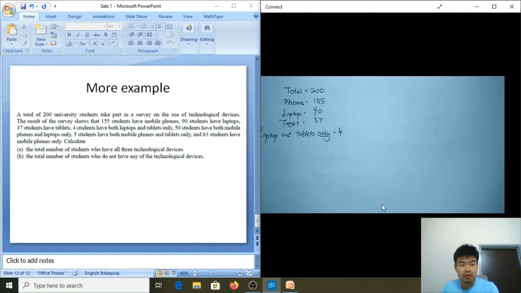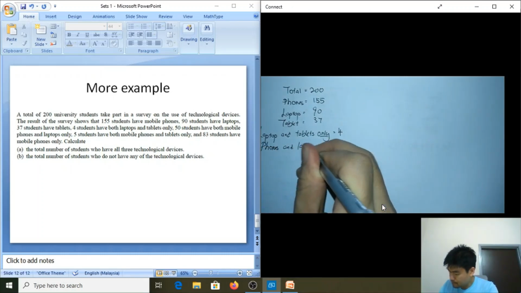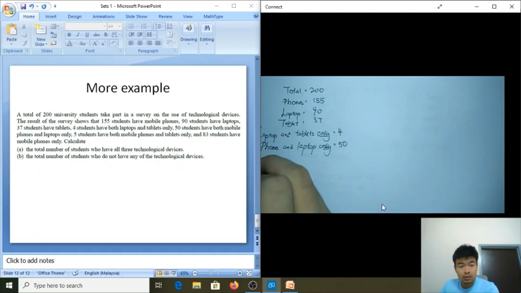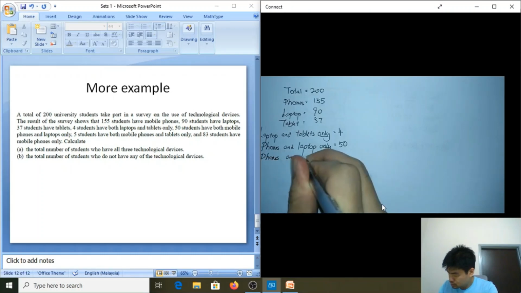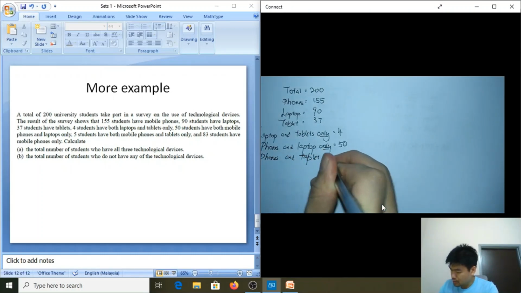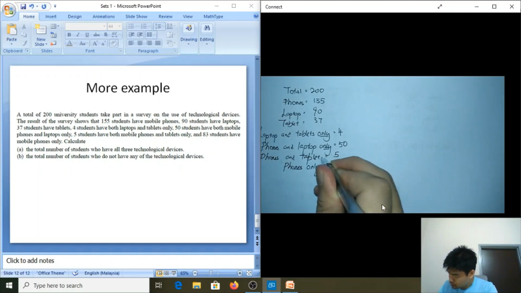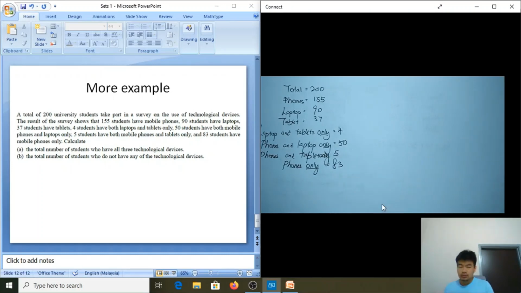50 students have both mobile phone and laptop only. Okay, phones and laptop only, right? Only. There are 50. 5 students have both mobile phones and tablets only. Okay, phones and tablet. There are 5, right? 83 students have mobile phones only, phones only. There are 83 students. Okay, that's all the information I can get from the questions, right?